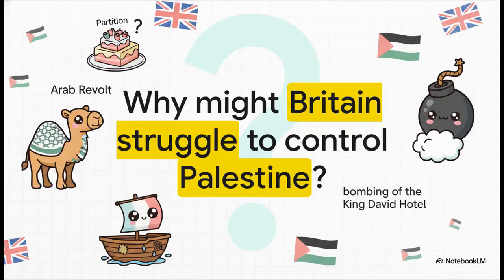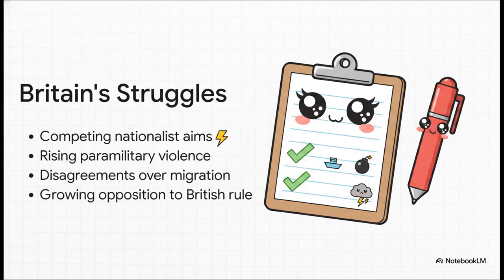Let's pause right here for a quick check-in. I want you to actively recall what we've covered today. Based on our timeline, from the Arab Revolt to the impossible cake of partition, the leaky boat of the white paper, and the bombing of the King David Hotel, why was it becoming practically impossible for Britain to maintain control? Try to think of your top 3 reasons. All right, get those mental red pens ready.